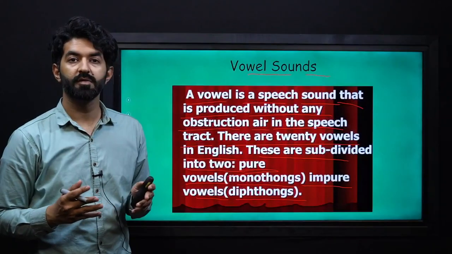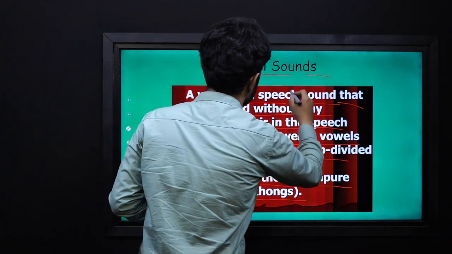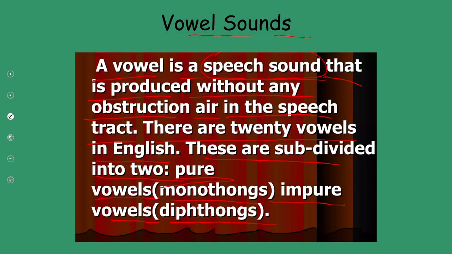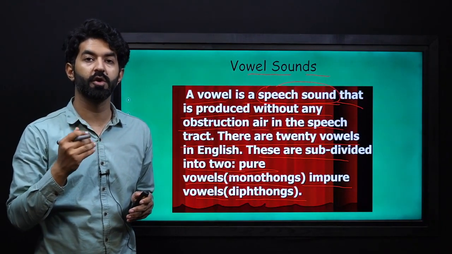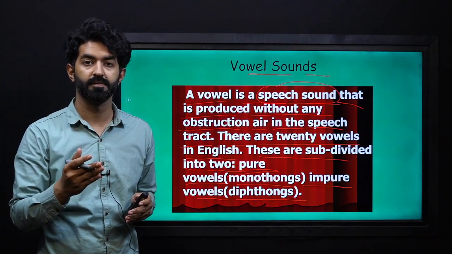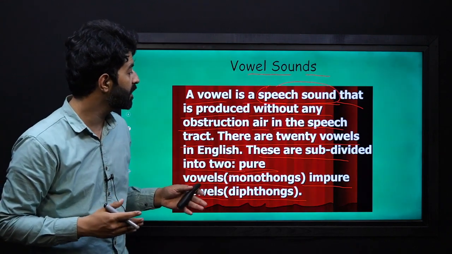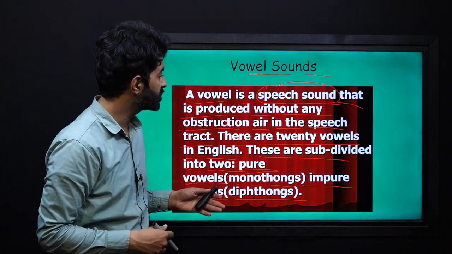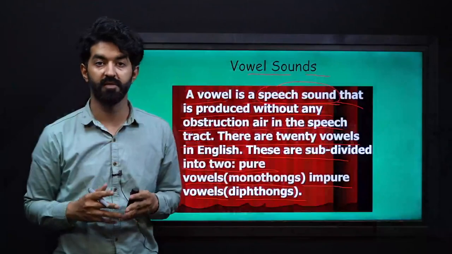So, my dear learners, what do we understand by this? We understood that it's a speech sound and it is produced without any obstruction. So, your mouth stays open when you are saying the vowels. You do not close your mouth. So, this is what we mean by obstruction. Without any obstruction here in the speech tract, there are 20 vowels, as I told you before, and they are divided into two categories, monophthongs and diphthongs.